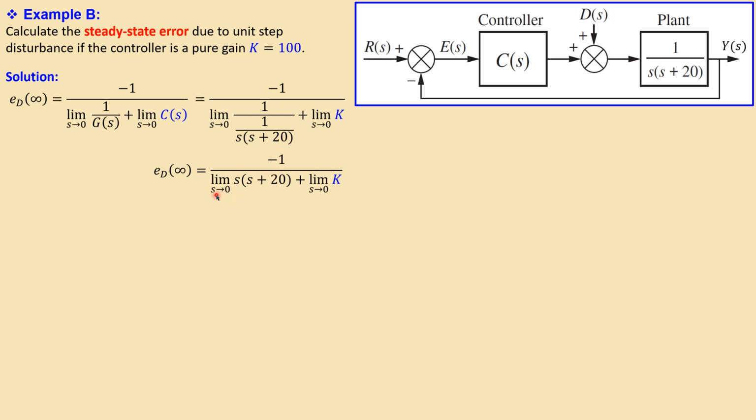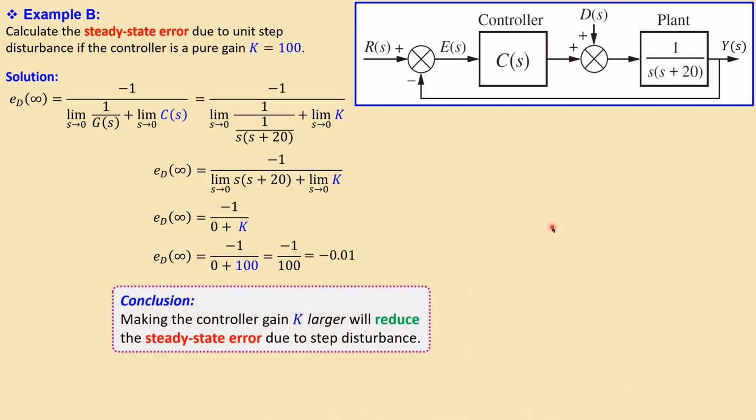So work it out here, you will have this. If I now evaluate this as s approaches 0, this will go. So that will be minus 1 over 0 plus k. So this will be minus 1 over 100. So it is minus 1 over 100, minus 0.01. That is the error due to the unit step disturbance for this configuration. Okay, that means the following.